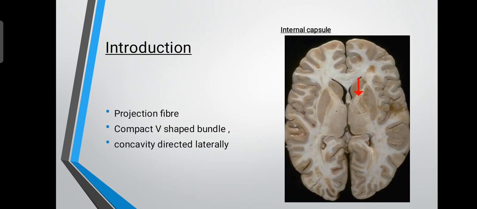Internal capsule is a type of projection fiber. That means it is a white matter fiber which extends from the cerebral cortex to other parts of the central nervous system. So it is a compact V-shaped bundle with concavity directed laterally. You can see in the image, the arrow marked is the internal capsule. You can see a V-shaped compact bundle with its concavity directed laterally.